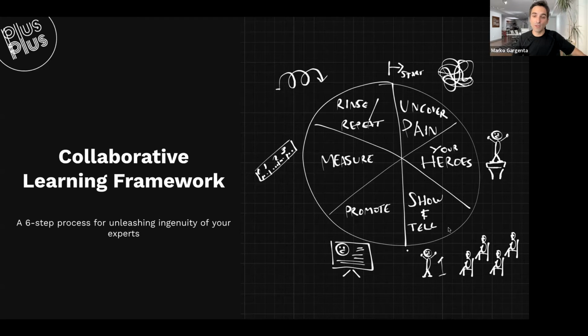How to enable them to do that well, how to promote the internal classes, how to measure what's working, what's not, and then how to rinse and repeat and get better and keep doing this as an upward spiral.